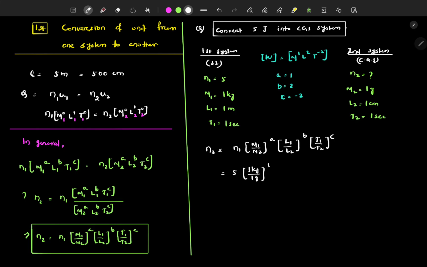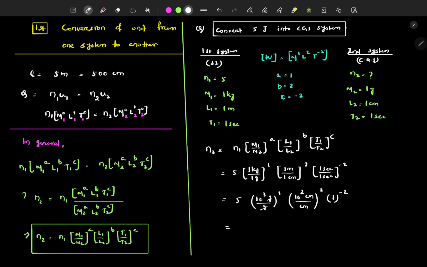Power A value is 1. Then 1 meter by 1 centimeter, power B, that is 2. Then 1 second by 1 second, that is power C, that is minus 2. Then 1 kg means 10 to the power 3 gram divided by 1 gram, whole power 1. Next, 1 meter means 10 to the power 2 centimeter divided by 1 centimeter, whole power 2. Then 1 second by 1 second is 1, power minus 2.